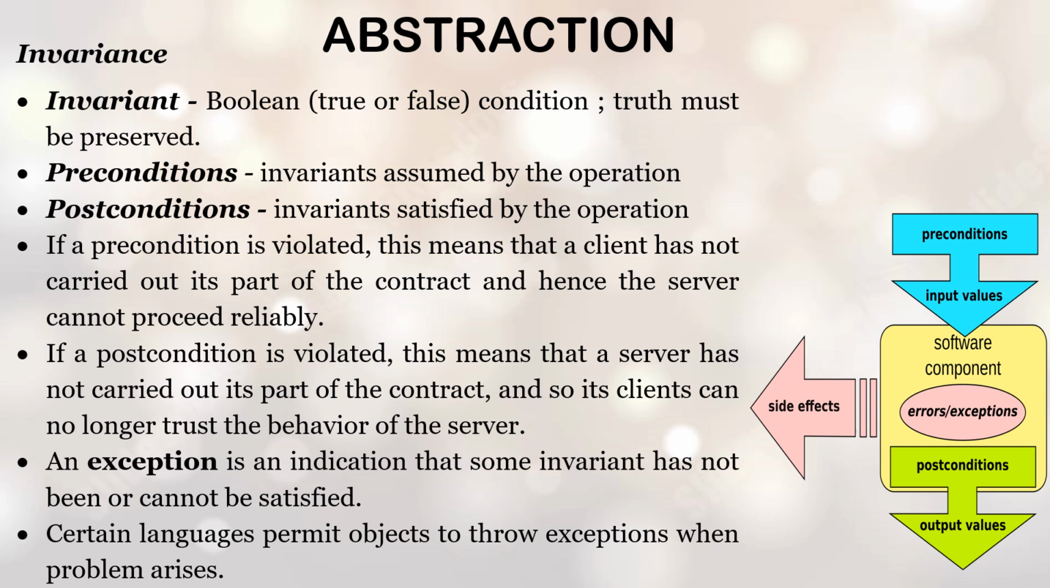In case the precondition is violated, it means the client has not followed the contract and the server cannot proceed with the function. If a postcondition is violated, it means that the server has not followed the contract and therefore the client cannot trust the behavior of the server. Apart from these two, when a function is performed, there can be side effects called exceptions whenever a condition is not satisfied.